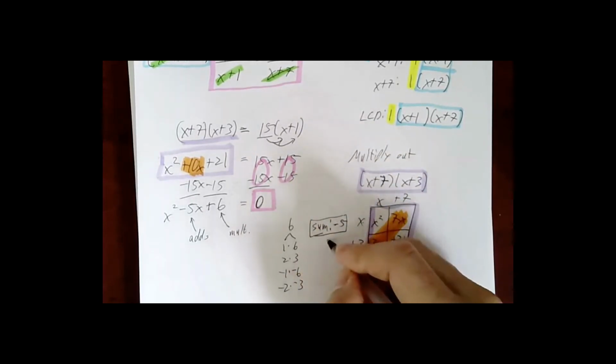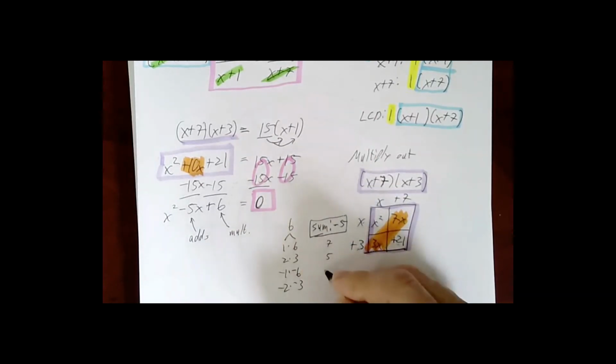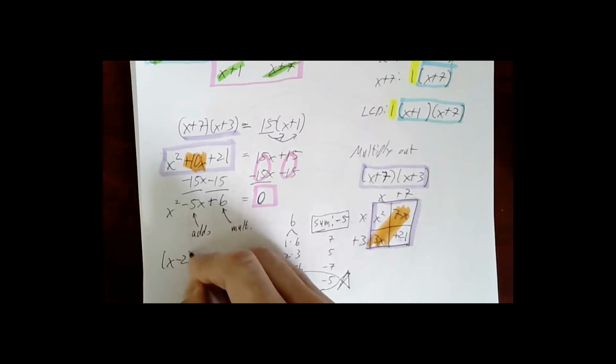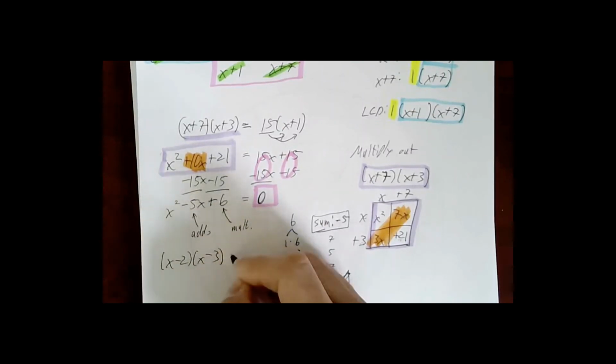1 plus 6 is 7. 2 plus 3 is 5. Negative 1 plus negative 6 is negative 7. And negative 2 plus negative 3 is negative 5. So that is what I'm looking for. This being my factors, I'm going to rewrite that over here. X minus 2 times x minus 3. This is equal to 0.